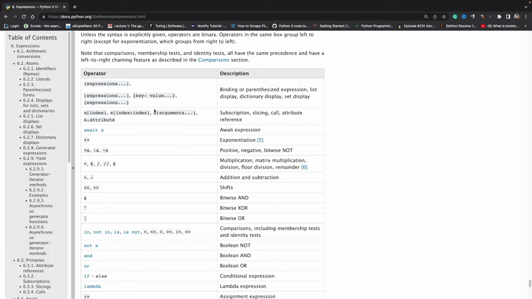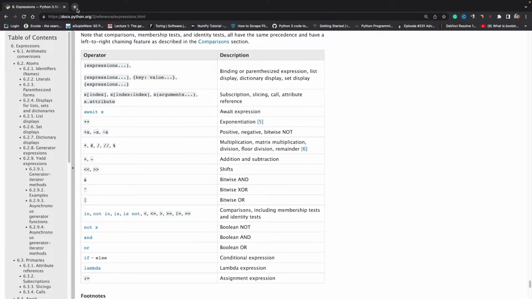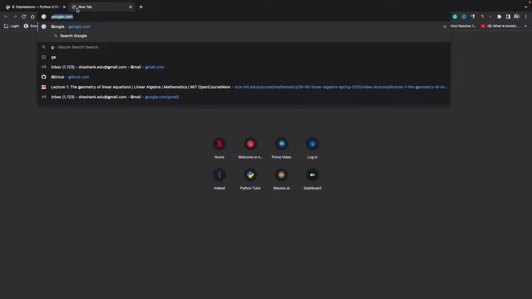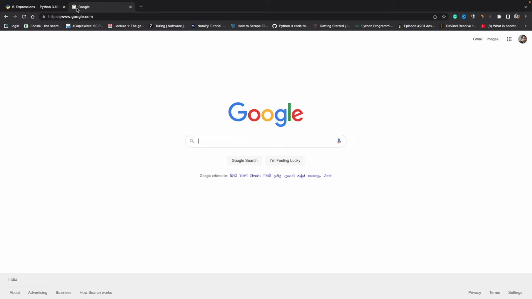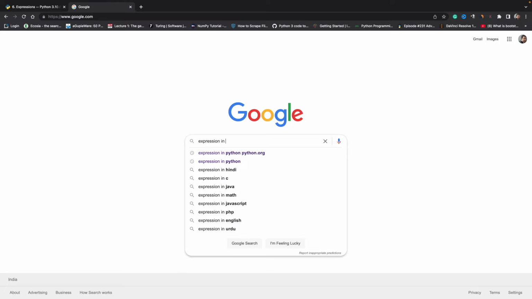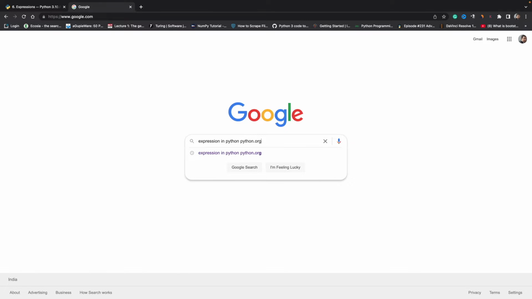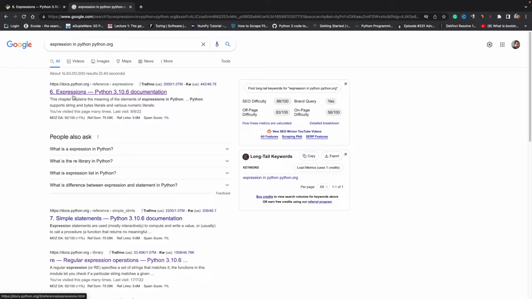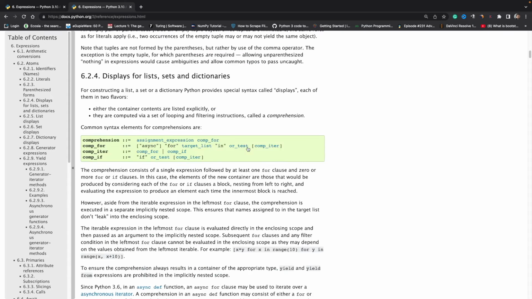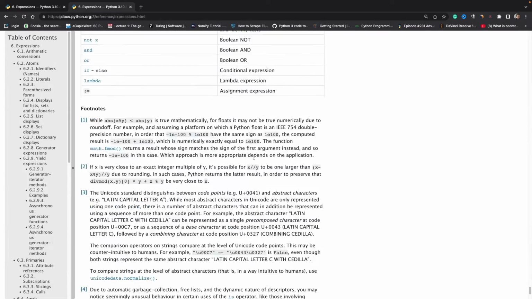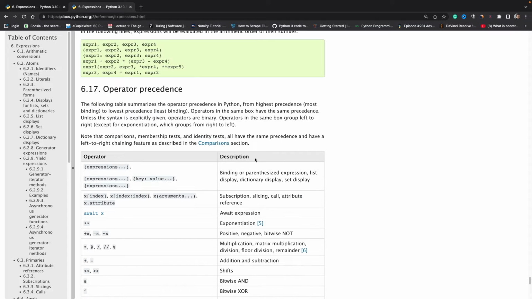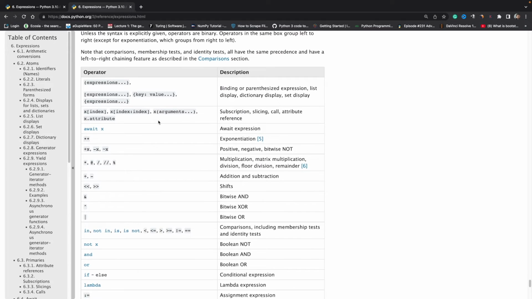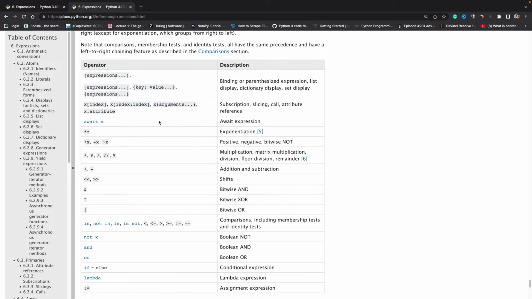So this is an operator precedence table. Now where do you find this table? One thing, I have given a link in this video description. Over there also you can find this operator precedence table. Else go to google.com, type expression in Python, and make sure in the end you mention python.org. That will take you to the official documentation of Python and to this link, expressions. Then click on this link, go deep down below, and you will find this operator precedence table, this one.